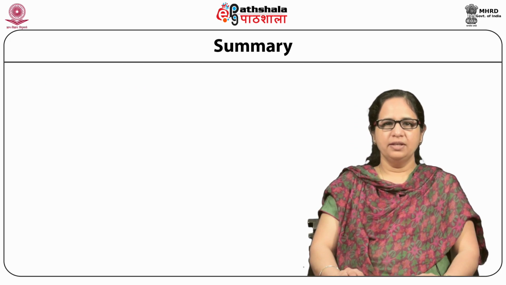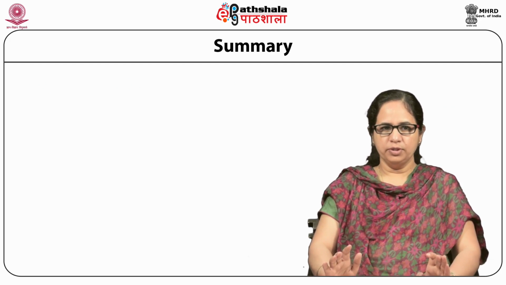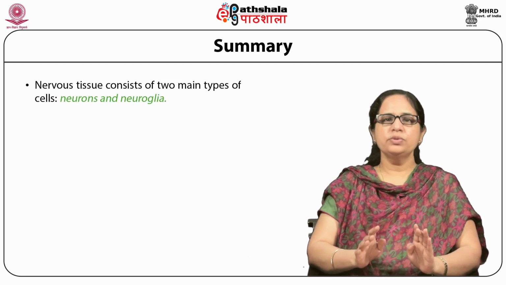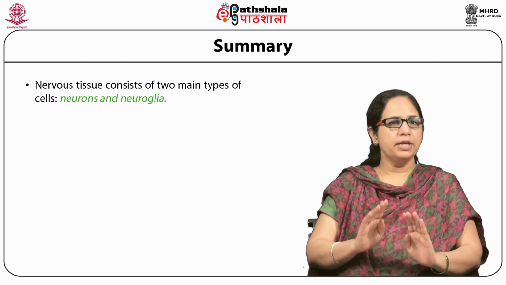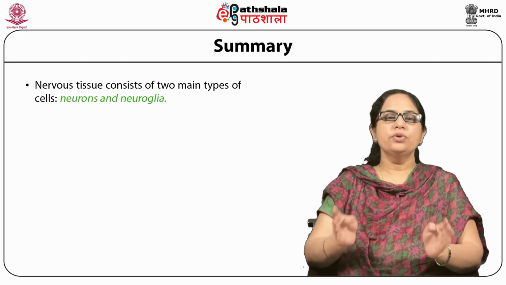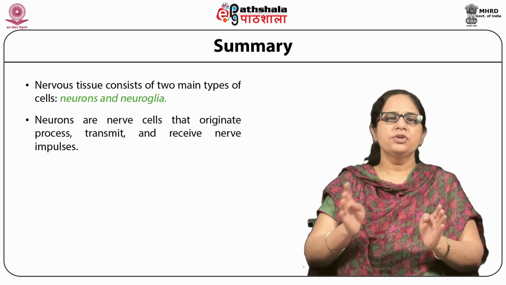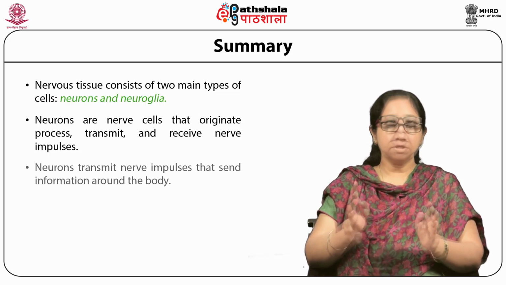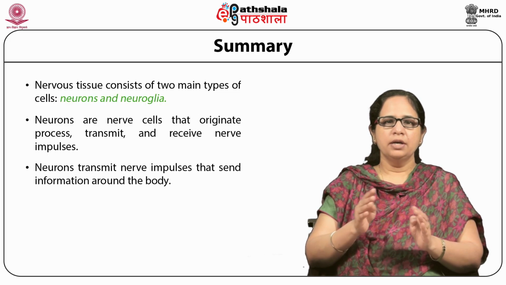So students, let us now summarize what we have learned in this module. We have learned so far that nervous tissue consists of two main types of cells. These are neurons and neuroglia. Neurons are the nerve cells that originate, process, transmit and receive nerve impulses. And neurons transmit nerve impulses that send information around the body.